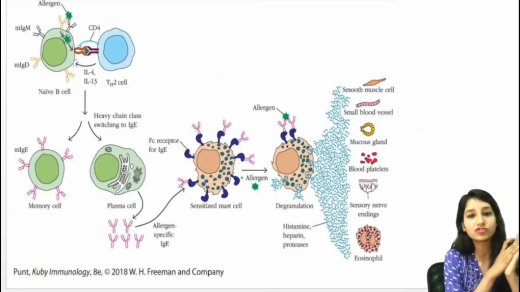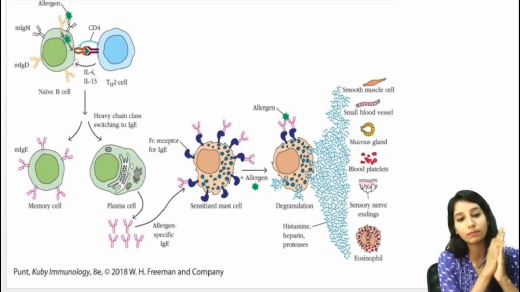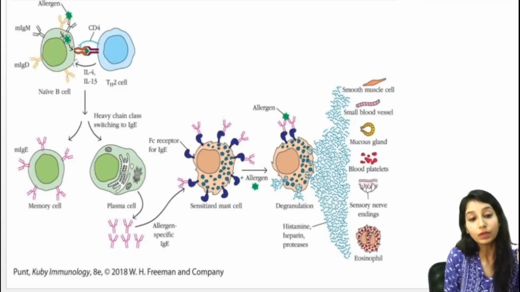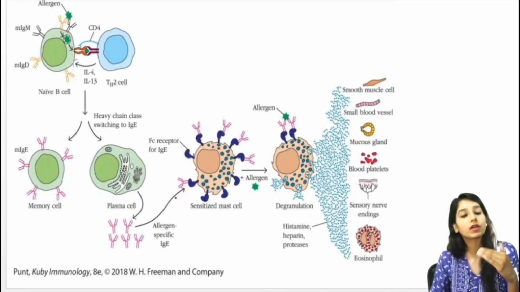So here is a picture that shows in short type 1 hypersensitivity. We'll see one by one what it is telling us. If we talk about hypersensitivity type 1, why is it occurring? Because we are coming in contact with the antigen. So how will it start?